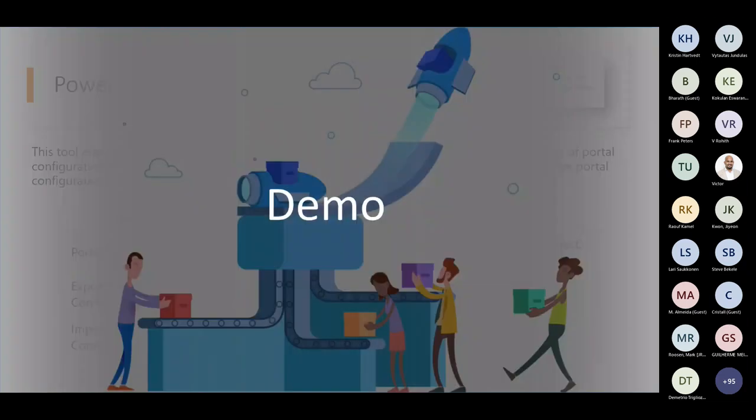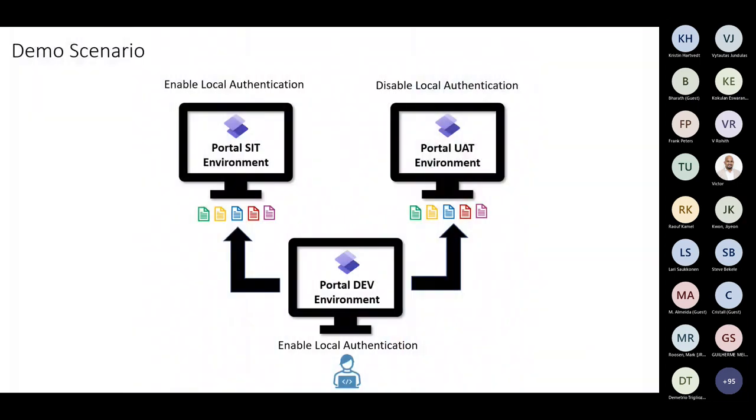So I'll show you that in my demo. In the demo scenario, I have three environments available: Dev, SIT, and UAT. Somehow the SIT is not available right now because it got expired. So right now I have two environments available: Dev and UAT.